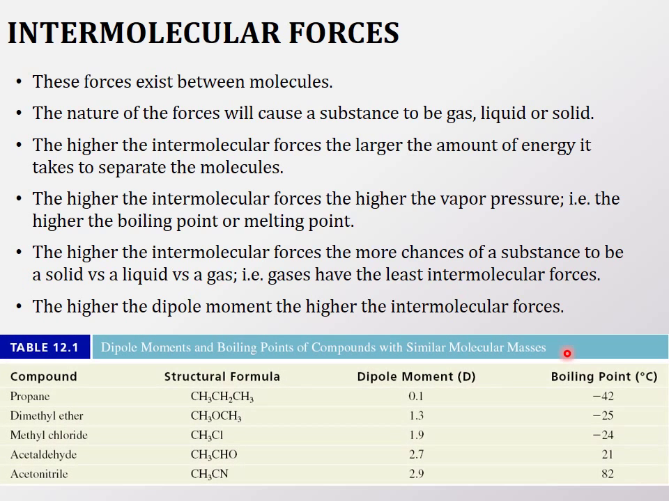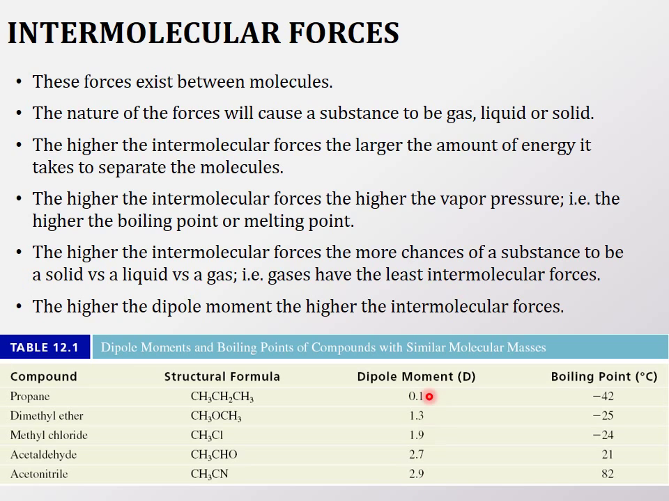So here are some examples of boiling points and dipole moments of some molecules that have similar molecular mass. It's really important that you compare apples to apples and not apples to oranges. You can compare apples to oranges too, which we will a little bit over here, but at least they should have something similar in them. What is similar over here is their molecular mass, which means they weigh about the same. So here's propane, and the only atoms in there are carbon and hydrogen. The dipole moment is almost nothing, compared to something like acetonitrile, which has a 2.9 dipole moment.